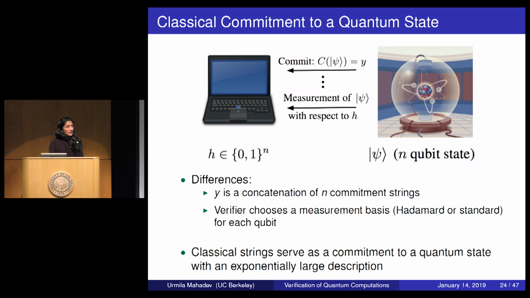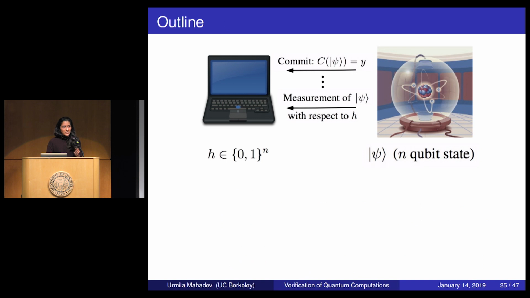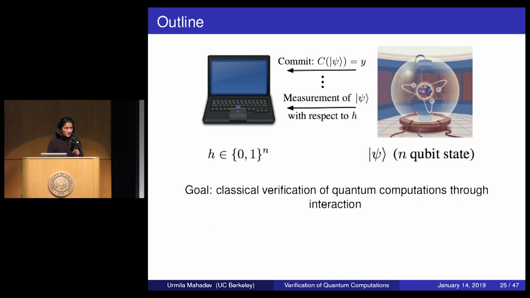It requires 2 to the n parameters to classically describe. Yet all the prover is doing is sending a classical string to the verifier. And through this classical string, he's committed to 2 to the n different measurements of this single quantum state. So that's why this protocol is so powerful. And it turns out that it's actually powerful enough to classically verify quantum computations.